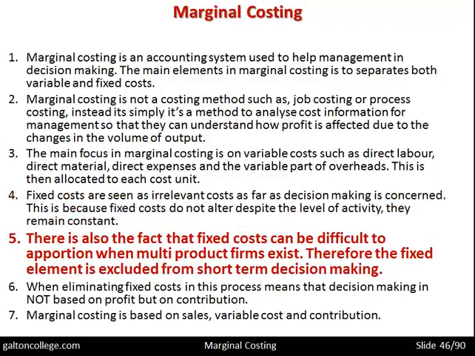There's also the fact that fixed costs can be difficult to apportion when multi-product firms exist. It's very difficult to apportion fixed costs when there are several different plants within the company, several different departments, and they all have varying fixed costs. It's very difficult to apportion the costs. It's very difficult to work this out. So, generally speaking, the fixed element is excluded from short-term decision making.